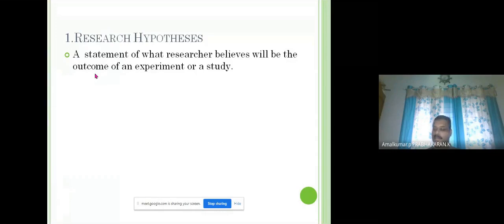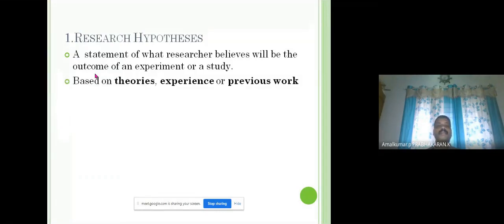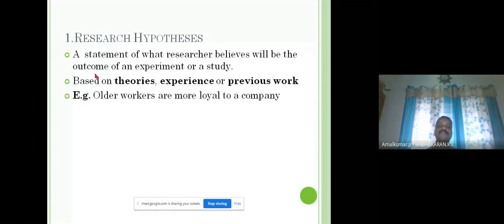These beliefs are generated by the researcher based on the existing theories that are available to the researcher, or based on the experiences of the researcher. He can develop this kind of assumption or belief based on the previous work or the present study or the available literature. Based on the available literature, the experience of the researcher, or the theories available to the researcher, he makes some kind of research hypothesis, and these are the beliefs of the researcher. This can be true after conducting the analysis. So these are the examples of some research hypotheses.